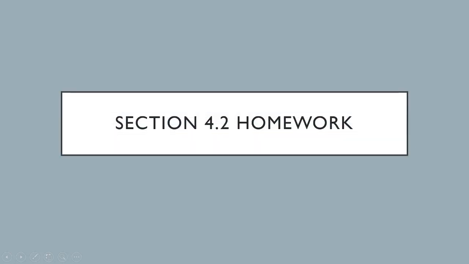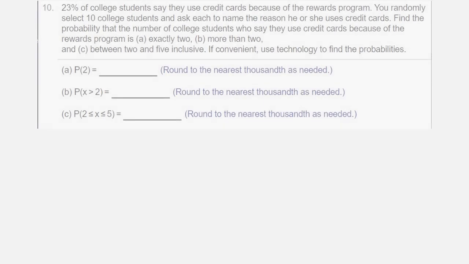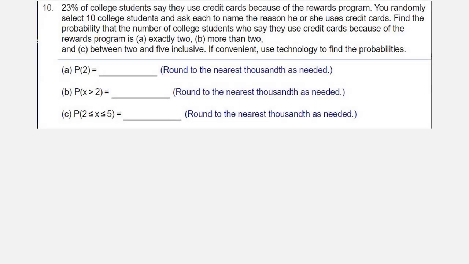We're looking at homework from section 4.2 today. It's question number 10. Let's go ahead and read the question. 23% of college students say they use credit cards because of the rewards program. You randomly select 10 college students and ask them each to name the reason he or she uses credit cards.